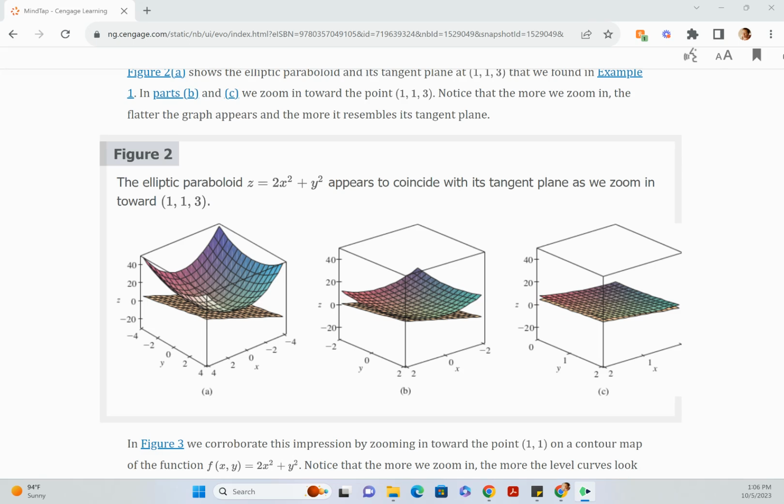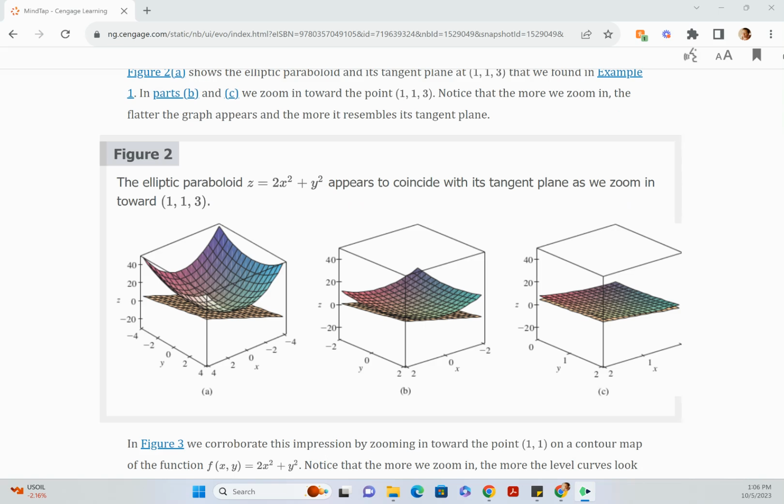Notice the window on it. The x values are going from minus 4 to 4, y is minus 4 to 4, and z is going from minus 20 up to 40. We see the elliptic paraboloid itself, and also a tangent plane underneath it, at the point (1, 1, 3). In the second image, they zoomed in, so now the x and y values go from minus 2 to 2. We're seeing a smaller part of the surface and the tangent plane, and notice how we see less curviness showing up in that elliptic paraboloid.